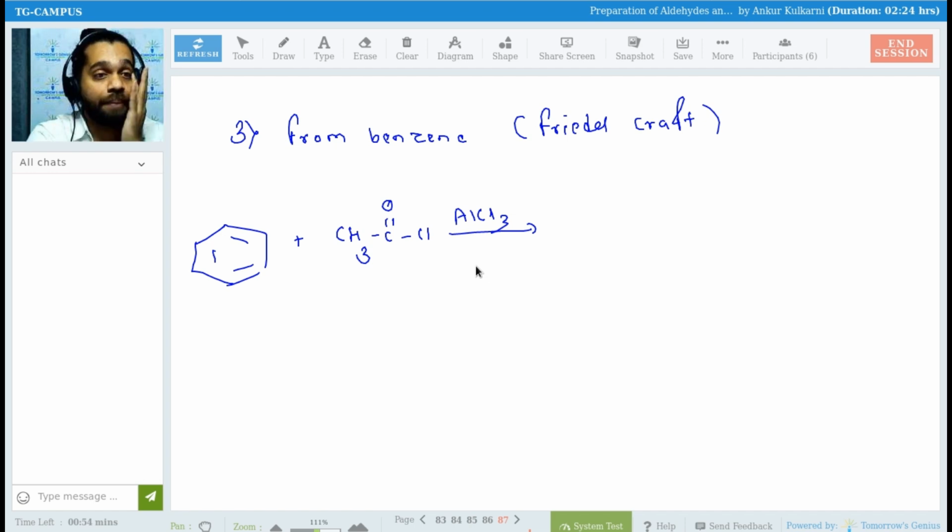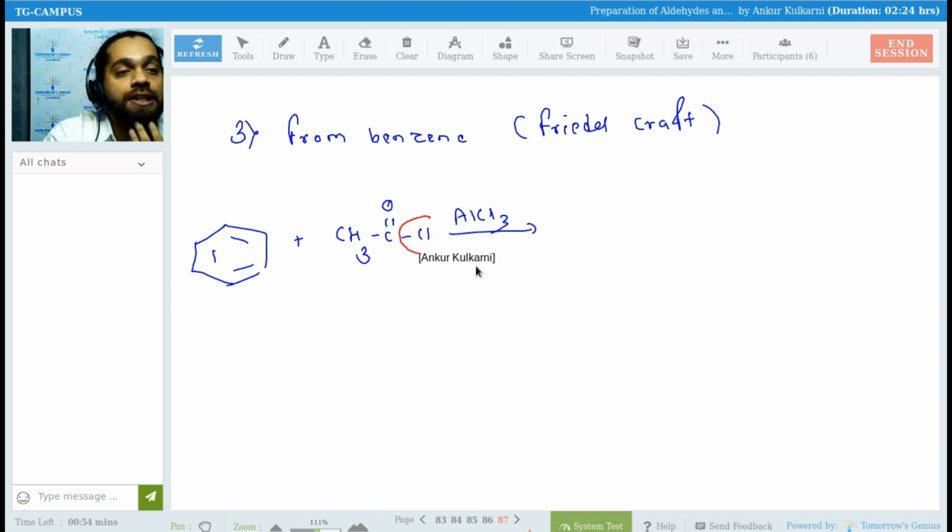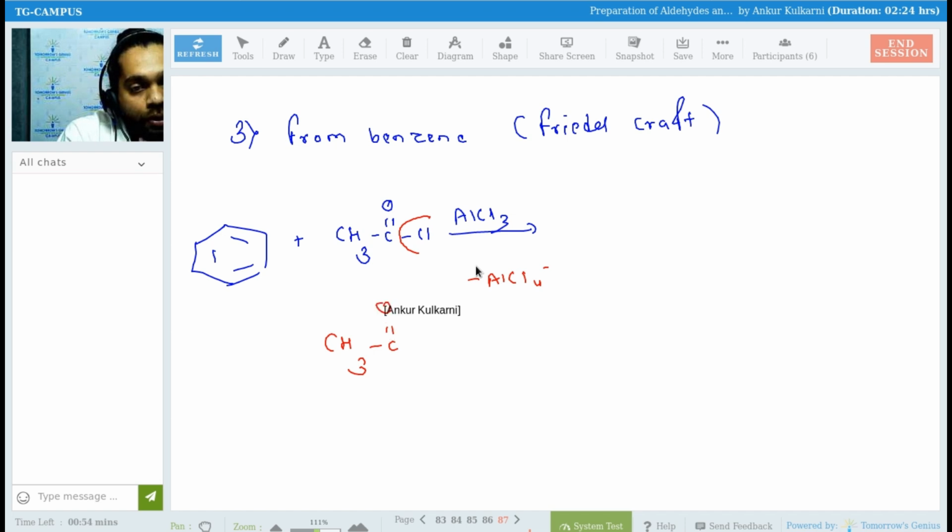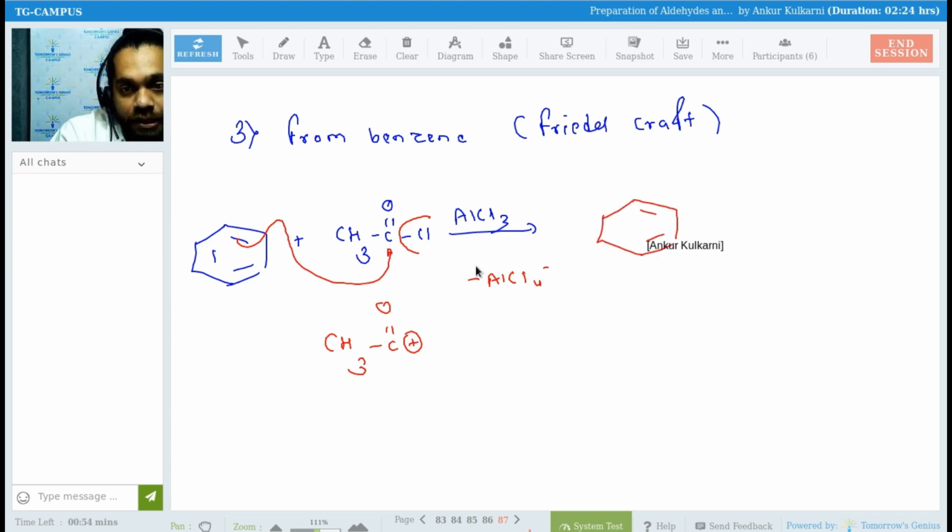AlCl4 minus. Correct. So what will happen, Prashanti? It will take away the Cl minus. The whole Cl minus will be taken away. What I'll get is AlCl4 minus, and you will have CH3 C double bond O positive. Finally, benzene attacks on that, and you will get ArCOCH3, which is a ketone. The name of this structure is acetophenone. Write it down. This is acetophenone.